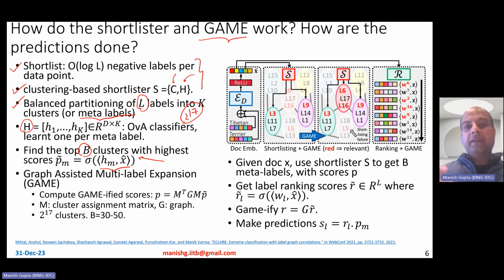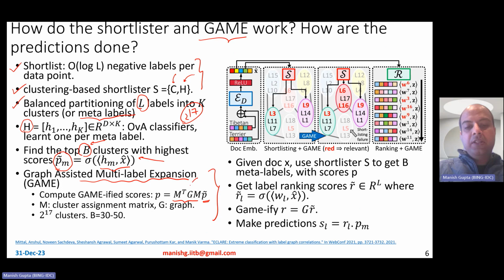Now ECLARE does something more beyond just this. It expands on these B clusters so as to get an expanded set of clusters. The way it does it is called graph-assisted multi-label expansion. So it expands the cluster set using graph assistance. How does it do this? You have your scores, and remember these are scores per cluster. These are still not label scores, these are cluster scores. So you have p hat, p tilde, which are cluster scores. You multiply this with M transpose G M.